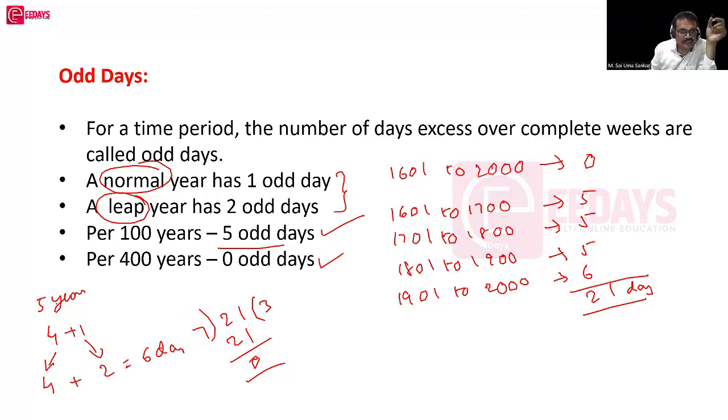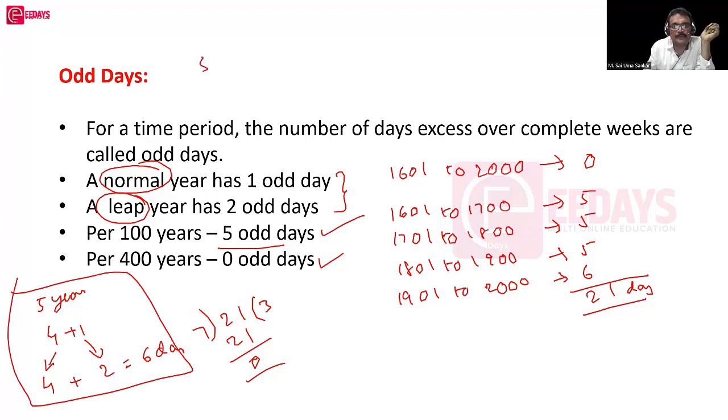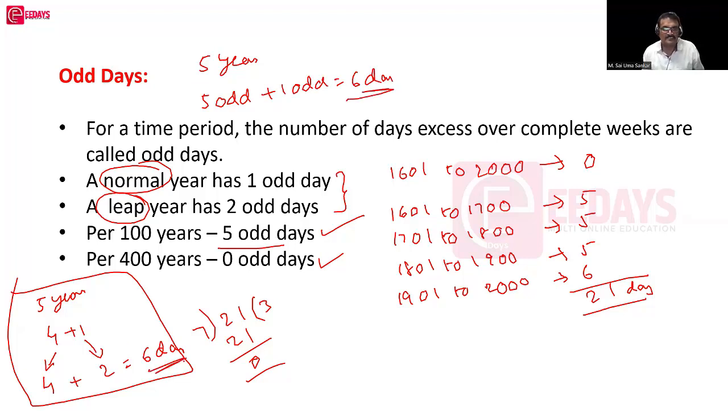Another method is also there. No need to split like this. Suppose you take 5 years, and suppose all are ordinary years. How many odd days are there? That is equal to 5 odd days. But in these 5 years, 1 leap year is also there. So how many extra odd days per leap year? That is equal to 1 odd day. So that is equal to 6 days. So both are the same. No need to split the number of leap years and ordinary years.